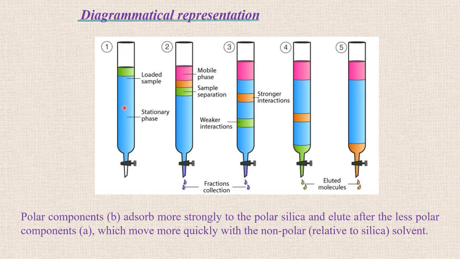Here is the diagrammatical representation. Here is a column. It is packed with the stationary phase, and then the sample is loaded. When the mobile phase is added, as shown in the pink color, the sample mixture is separated into two colors. Two components are separated. With the passage of time, the components are more separated, and we can see that they are clearly separated. This green component has weaker interaction with the stationary phase, so it will elute first, and the second one, which has stronger interaction with the stationary phase, will elute after the first one. The eluted solution is collected in different test tubes, beakers or collecting vessels.